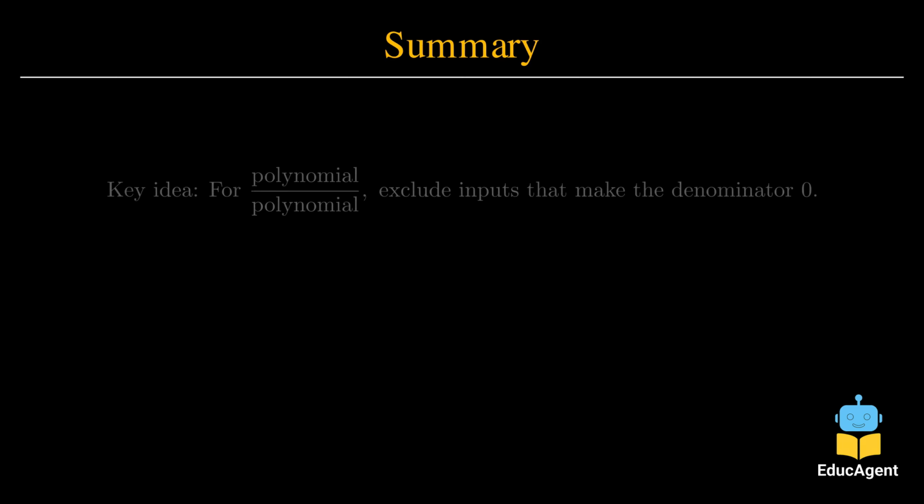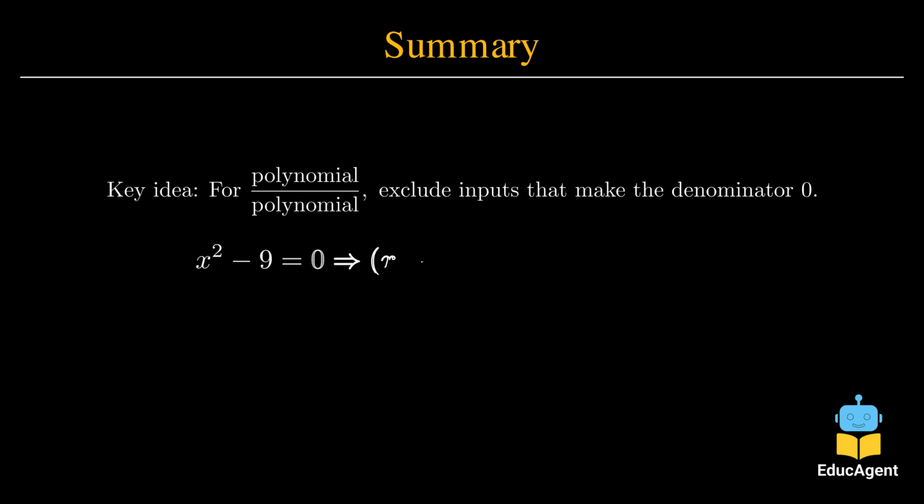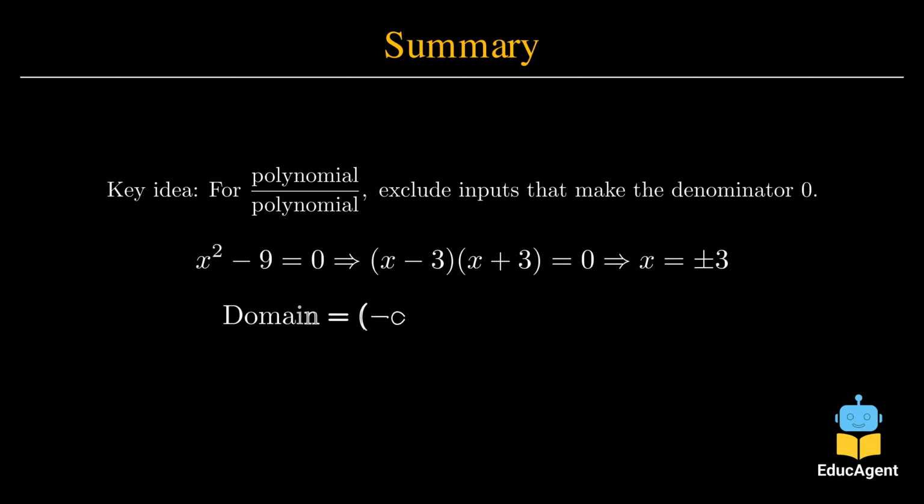The big takeaway: rational functions are defined everywhere except where their denominator becomes 0. x squared minus 9 hits 0 at x equals plus or minus 3, so those are the only exclusions. Final answer: all real numbers except negative 3 and 3.